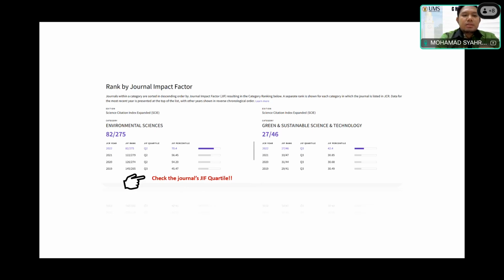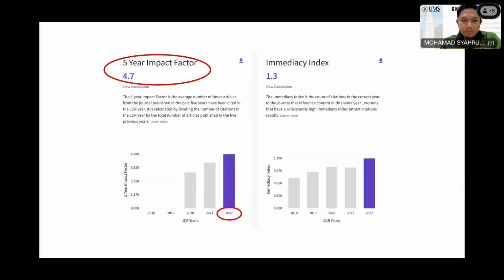They stick to this database, not the Scopus one, but still okay. In UMS we have another thing, which is Scopus. From the website we can see a 5-year impact factor.